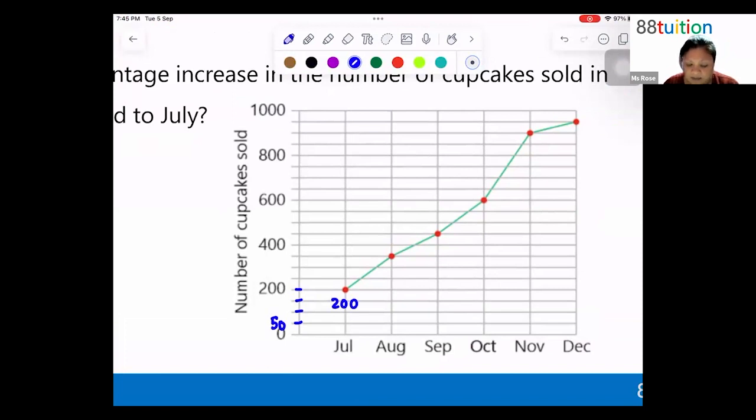In August, how many cupcakes were sold? 350. Okay. In September, how many cupcakes were sold? 450. And in October, how many cupcakes were sold? 600. November? November, 900. And of course, December will be 950.